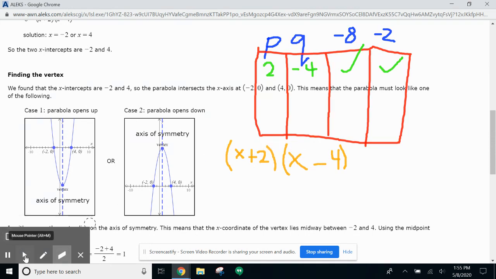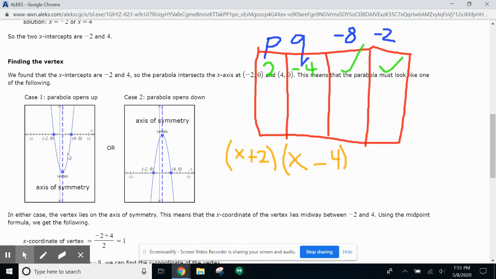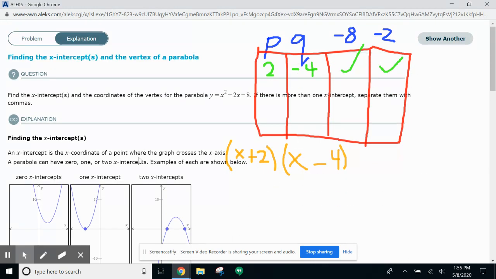It's not going to let me erase that, so that's going to be off on the side for a little while. So we have 2 different possibilities here. Either the parabola opens up or the parabola opens down. We have these 2 spots figured out. We need to know if it opens up or down. There's a quick, easy way to see that.